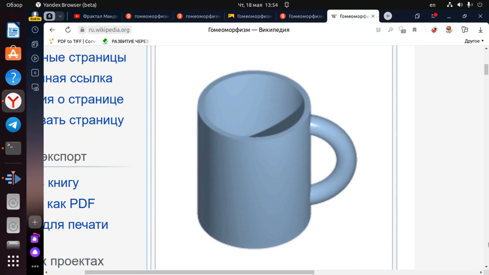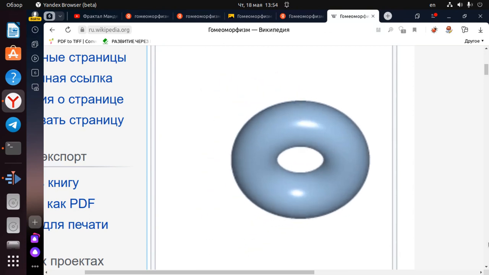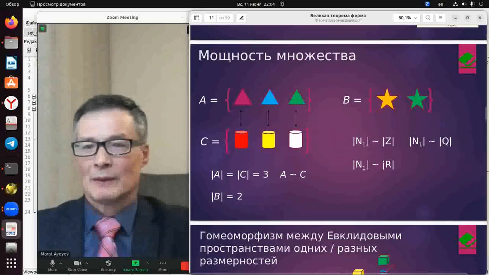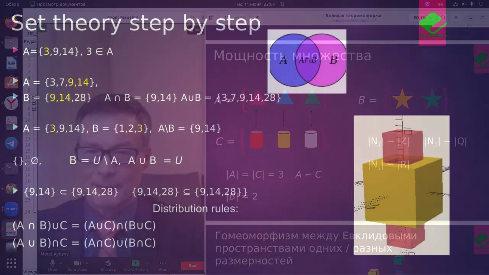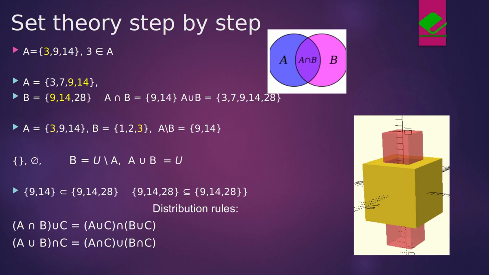A little more information from set theory. One more of the simplest numerical examples. This is the notation of a set and its members. These are the operations of intersection, union and subtraction of sets. And this is the notation of an empty set. Here is the notation of a universal set.